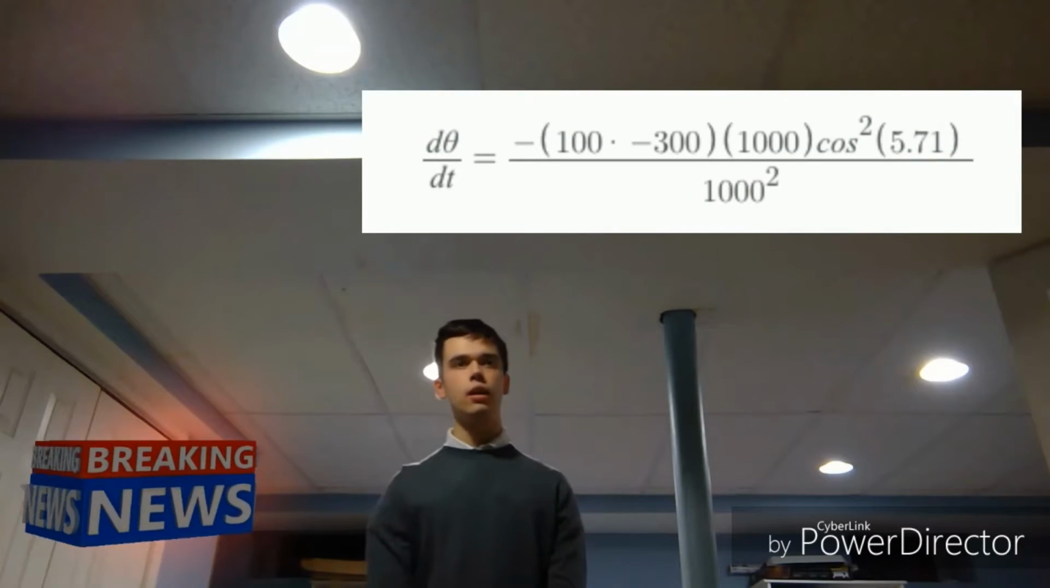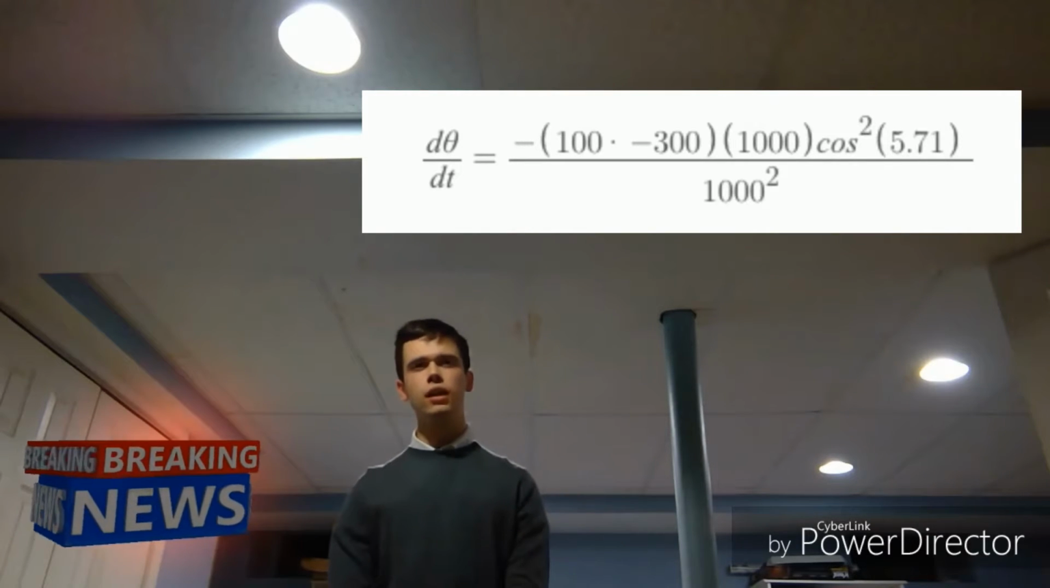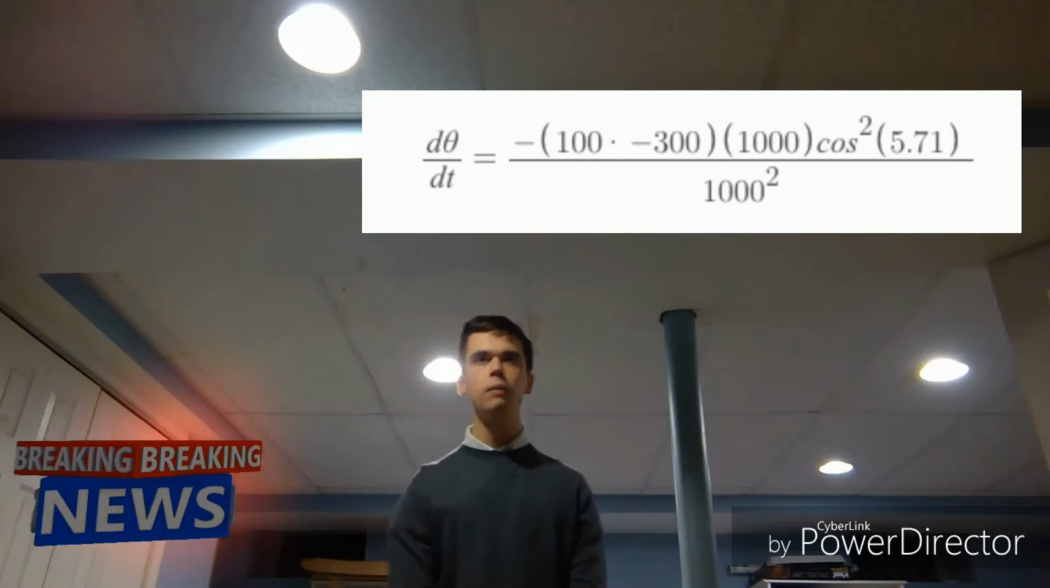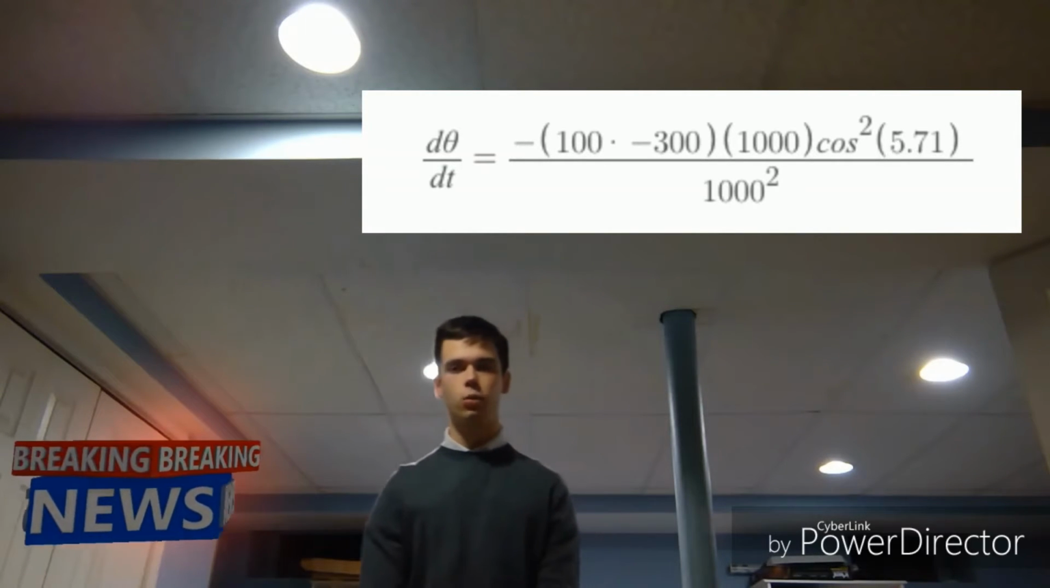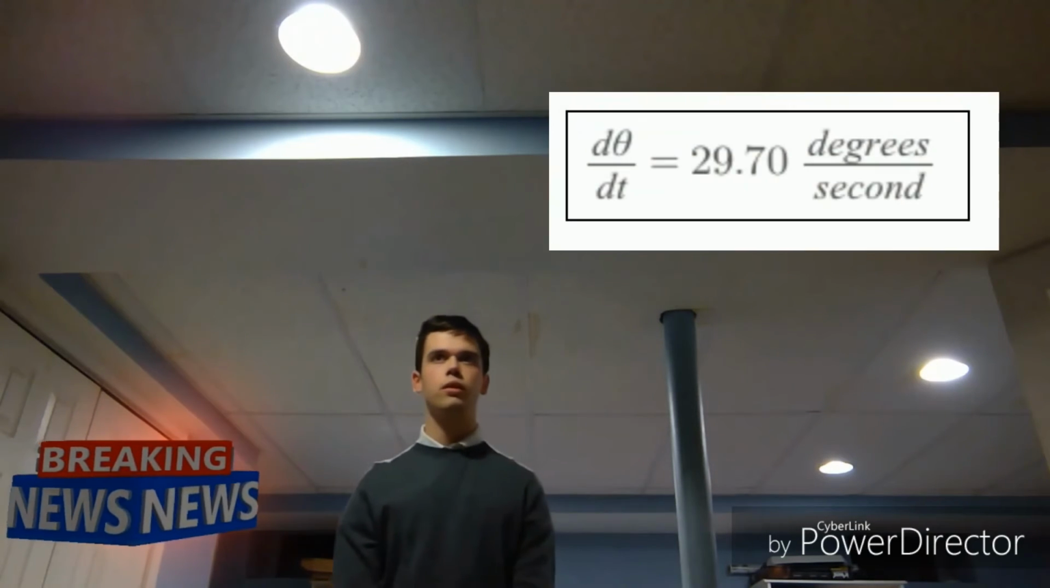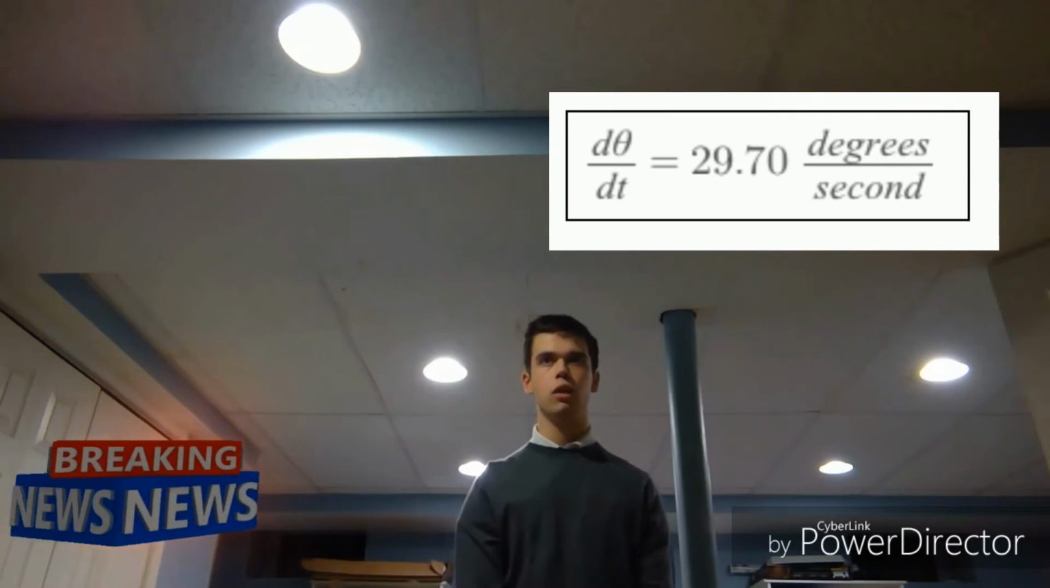Now, with our equation and our knowns, we can plug our variables in and find d theta over dt. So our equation now reads out as d theta over dt is equal to negative 1 times the quantity of 100 times negative 300 times 1,000 times cosine squared of 5.71, all over 1,000 squared. Note that the missile's rate of change is negative because it's decreasing its distance to the ship. According to our calculations, the gunner will have to rotate their railgun at 29.7 degrees per second to lock on and neutralize the target. Back to you, Thomas.